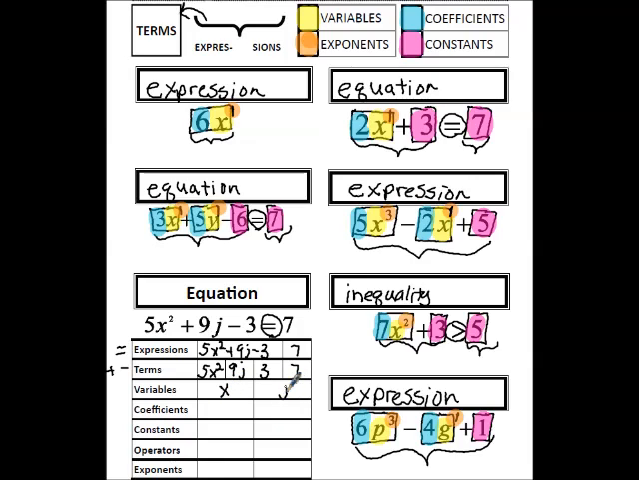Variables are the letters, so in the 5x squared and 9j, we have the letters x and j, and in the 5x squared, our number is 5, in the 9j, our number is 9. So the coefficients that are with those variables, the numbers that are being multiplied by those variables, are our coefficients. So you could break down that one term into variable terms, but we could also break the other terms down into constants. So our constants are 3 and 7, our operators are plus and minus, and our exponents are 2 and 1.